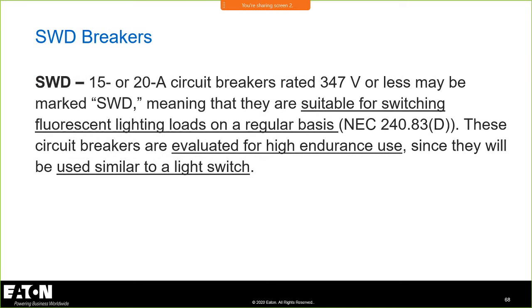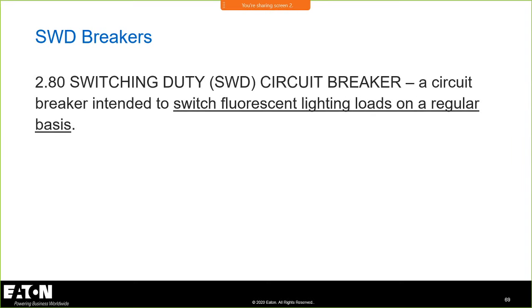Now then there's switch duty. These are suitable for switching fluorescent lighting loads. Okay, this is right out of the standard. I have some people that'll use SWD on HID lights. This SWD was they are suitable for switching fluorescent lighting loads on a regular basis, and that's right out of 240.83D. They're evaluated for high endurance testing, and they're the same type that we use for a light switch, because these breakers are usually, you figure out a plant uses them and they're switching all of these fluorescent lights on and off. But if you're doing HID, don't use an SWD breaker on it. Buy the right breaker for the load.